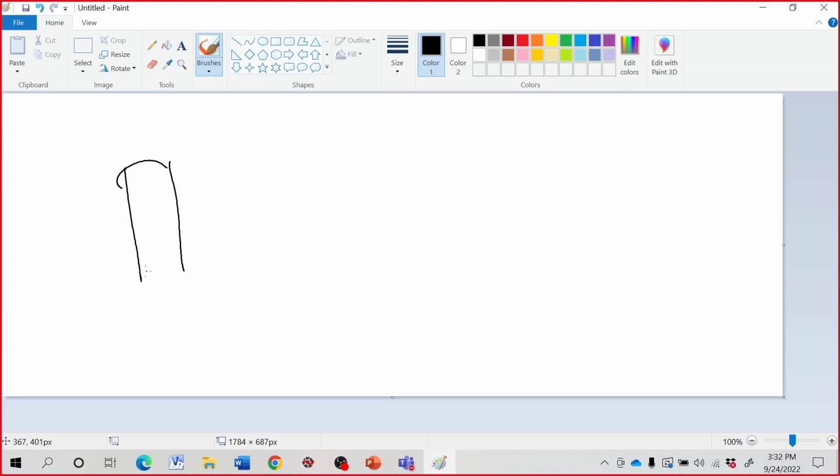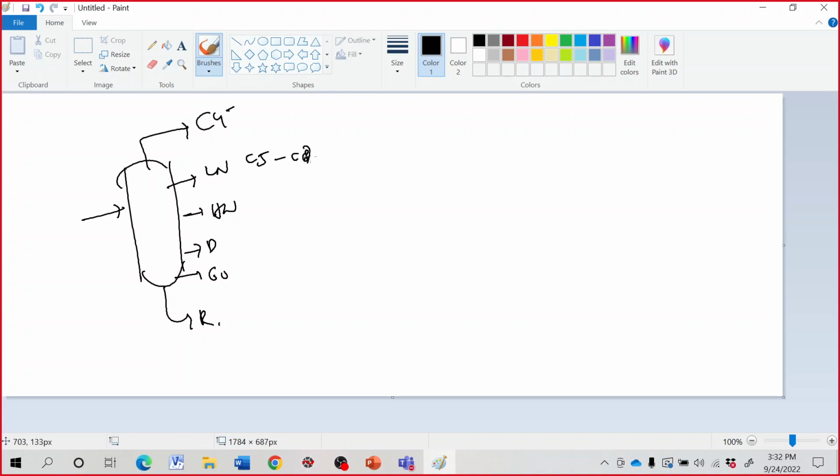So we have the CDU or distillation. You have the light gases, C4 minus. We have the light naphtha, the heavy naphtha, the distillate, then we have the gas oil, and we have the residue. Roughly speaking, this is C4, and this is about C5 to, I don't know, C8 or C7, and then this C7 until C12, 13, I don't know.